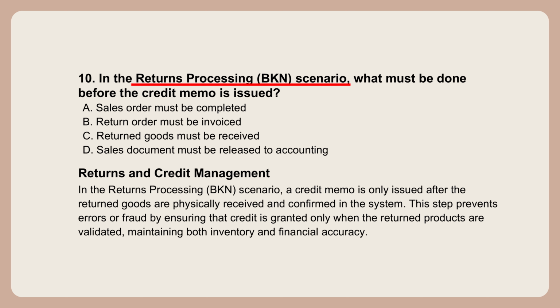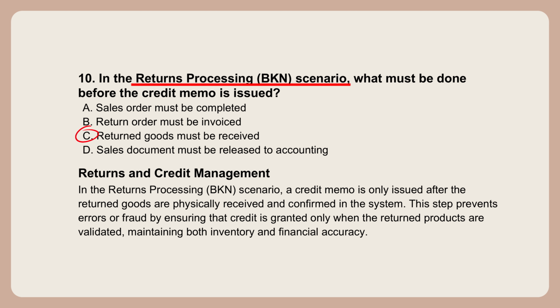Last one. Returns processing. Scenario BKN. Customer sends goods back. Right. And they usually want a credit memo, a refund. Understandably. So what absolutely has to happen in the system before you can issue that credit memo? What's the critical prerequisite? This is a key control point. To prevent issuing credits incorrectly, the rule is the returned goods must be received. Physically received? Yeah, and recorded in the system.